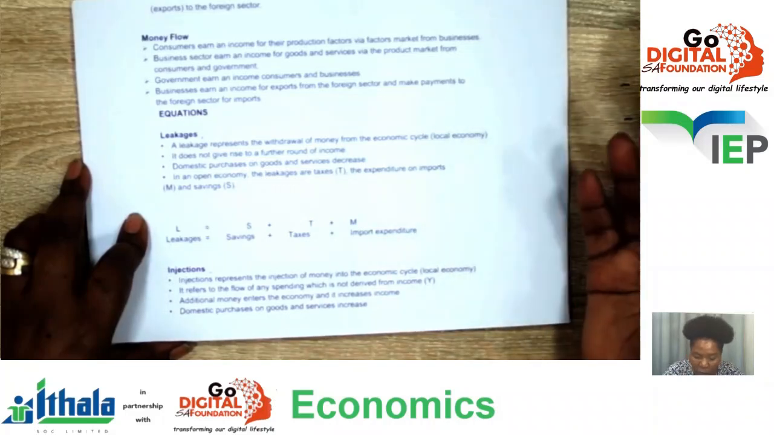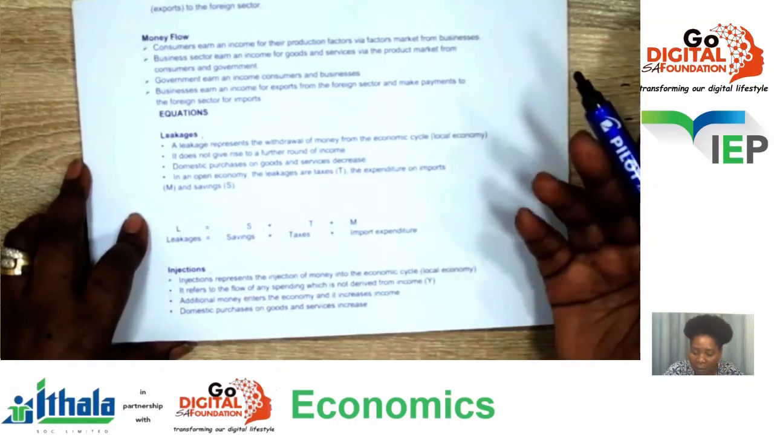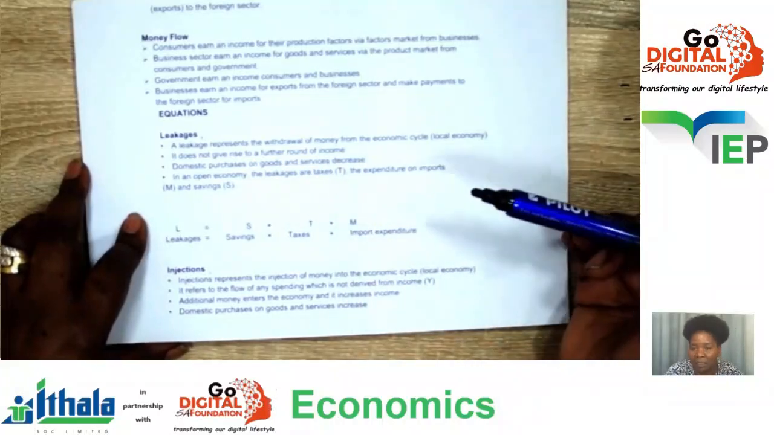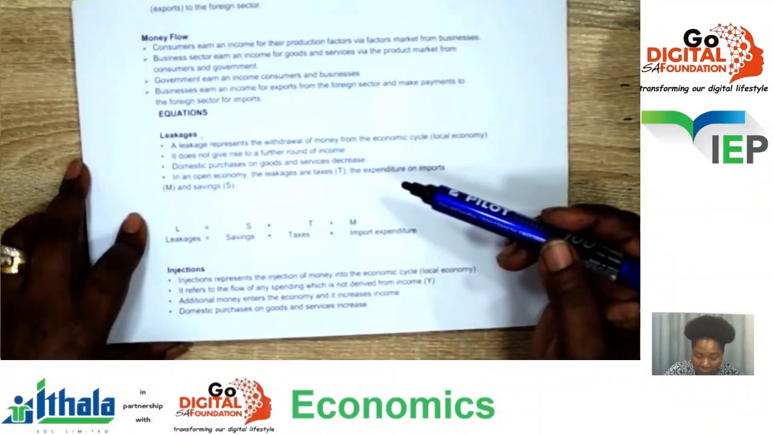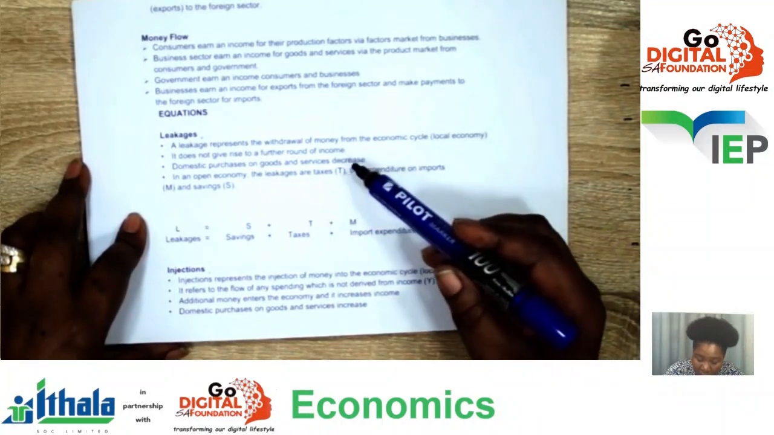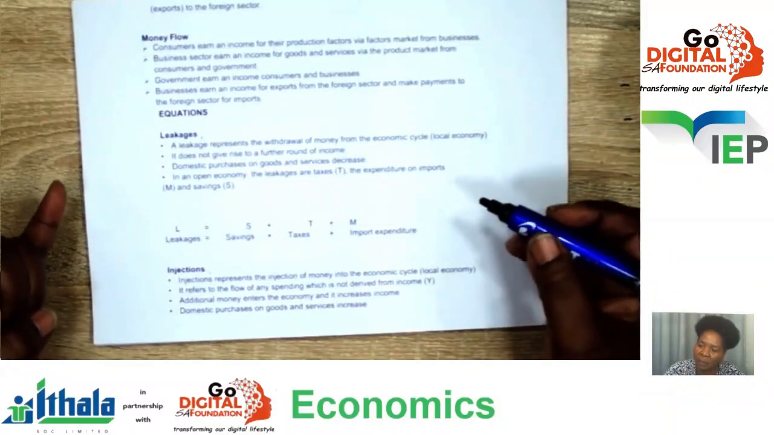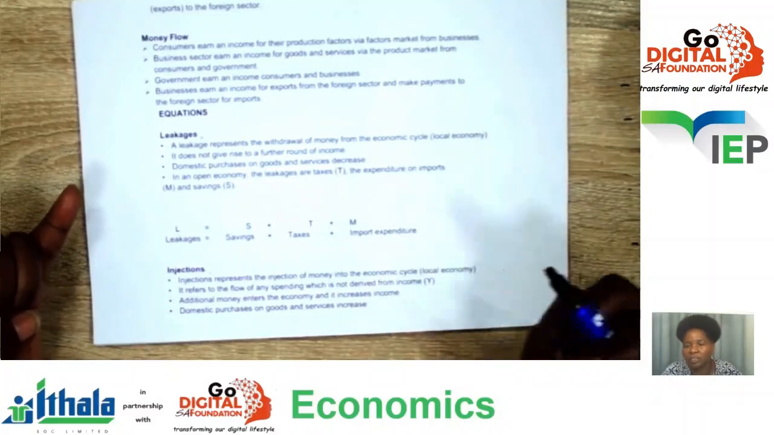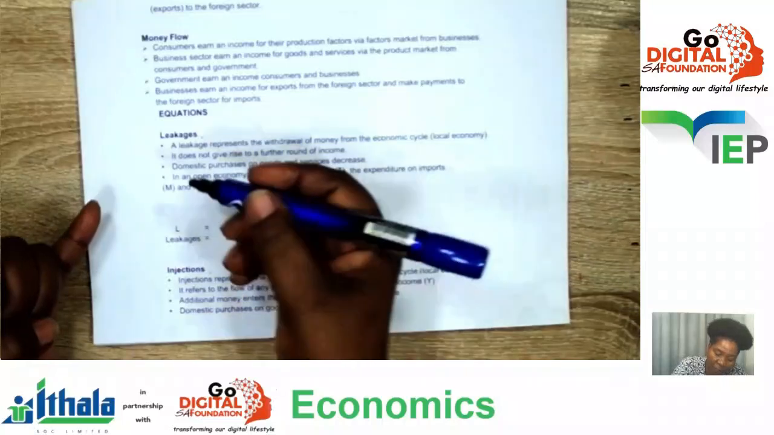It doesn't give rise to any further round of income because you're buying. Nothing is coming in. Domestic purchases on goods and services decrease because now people are buying from other countries. In an open economy, the leakages are taxes, because the minute I pay tax to the government, I'm not using that money anymore. That's a leakage. That money has been taken out of the circular flow. The expenditure on imports, which is represented by M.